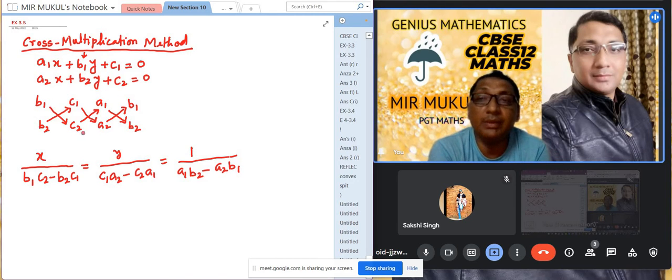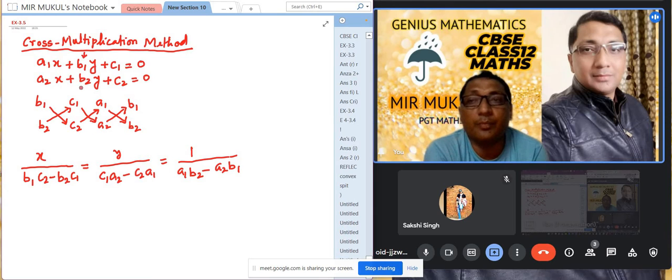So its name is cross multiplication because we are using a technique whose name is cross multiplication. We'll start writing coefficients from y: b1 b2, next coefficient, after that a1 a2, then we finish at b1 b2. Then we write x divided by, equals y divided by, equals 1 divided by. The denominator of x is b1 c2 minus b2 c1. Then c1 a2 minus c2 a1 will be the denominator of y. Then the denominator of 1 will be a1 b2 minus a2 b1.